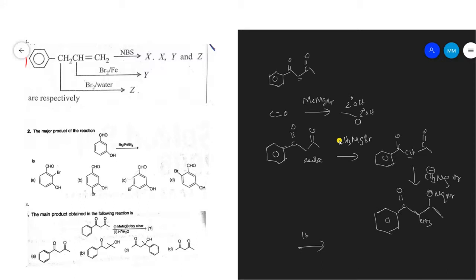Then by means of hydrolysis, what is the product? The same reactant is repeated. Here the electron comes and forms a double bond, and here one proton is acidic and goes here, giving methane plus Mg(Br)OH. So one H is added here, and this methyl is converted into methane. So this is the product. So the reactant is regenerated.